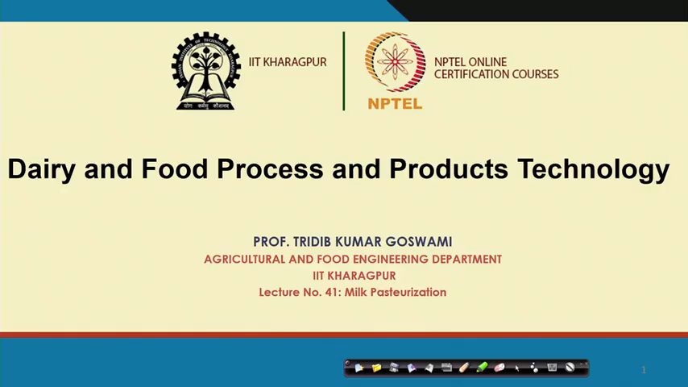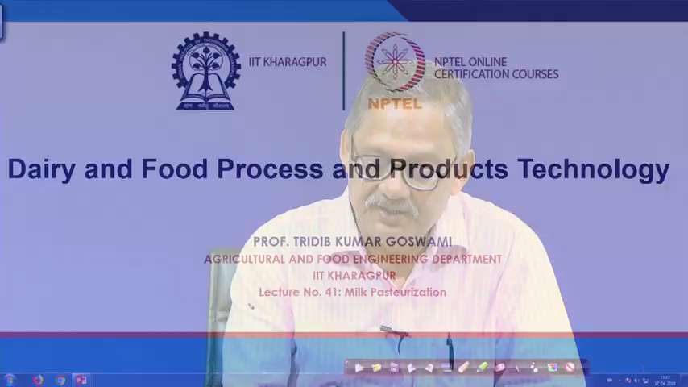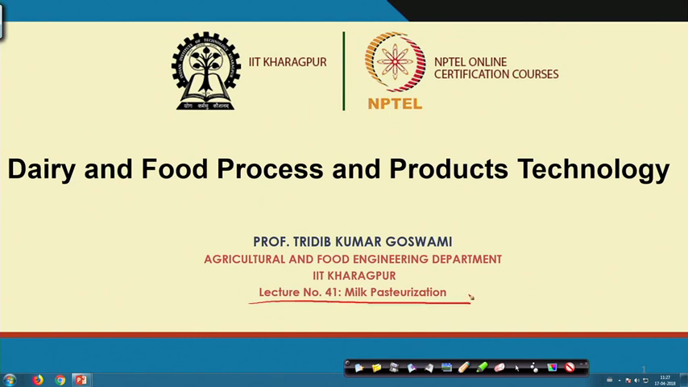In the previous class, we have said how the whole milk is being processed. So, in this dairy and food process and products technology, in lecture number 41, we come to this level of milk pasteurization. Because we have said in that flowchart, if you remember, that after the milk is received from different sources, then they are tested, and after testing, if they are found okay, then they are standardized, and after standardization they undergo pasteurization, then homogenization, and then chilling, and then it goes for packaging.